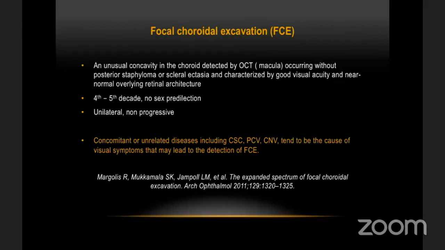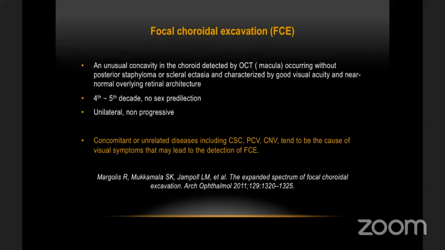So this is what is known as focal choroidal excavation, an unusual concavity in the choroid detected by the OCT, which occurs without a posterior staphyloma or scleral ectasia. And when it occurs in isolation, it is characterized by good visual acuity and a normal overlying retina. So it's common in the 4th to 5th decade, no sex predilection, and is unilateral and non-progressive. These are the cases which have only FCE.